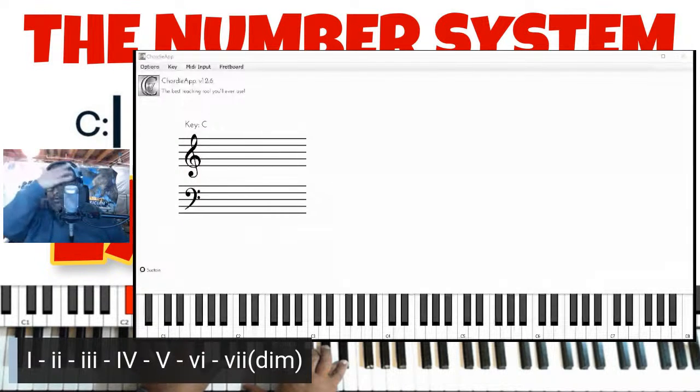Yeah, 1, 4, 5, and then back to the 1 was the last one. I looked at this a little bit last week, and I was telling you that there is a gospel song by Hezekiah Walker, called "Oh Lord, We Praise You." I promise you, that song is nothing but 1, 4, 5, 1.